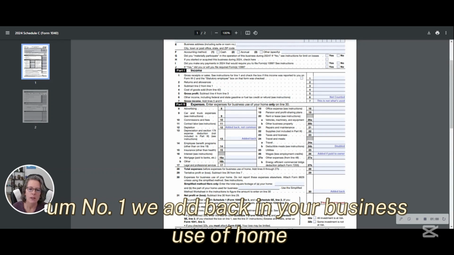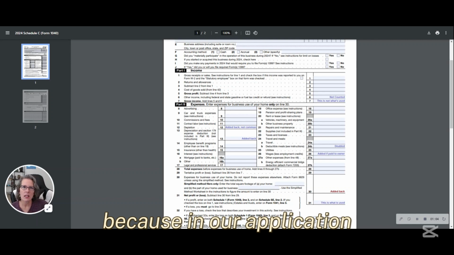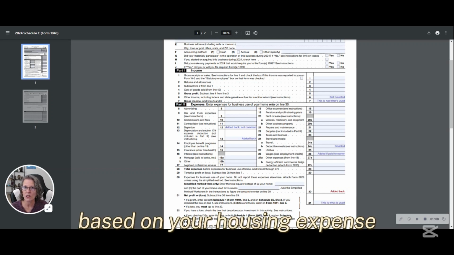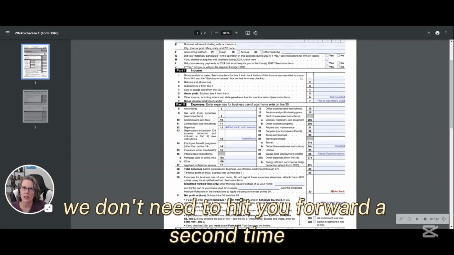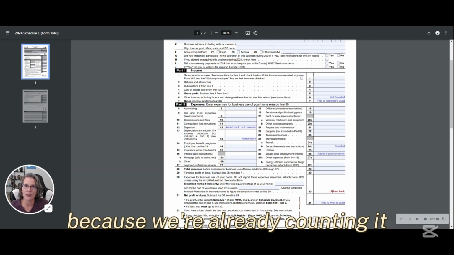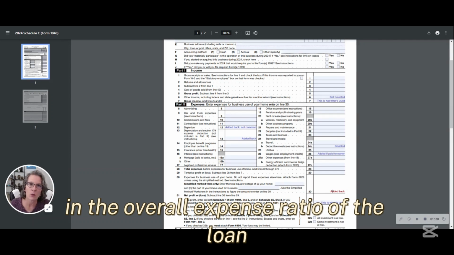Number one, we add back in your business use of home. Because in our application, we're already calculating your debt ratio based on your housing expense. We don't need to hit you for it a second time by taking it away from you in your taxes. So we're going to add it back in here because we're already counting it in the overall expense ratio of the loan.